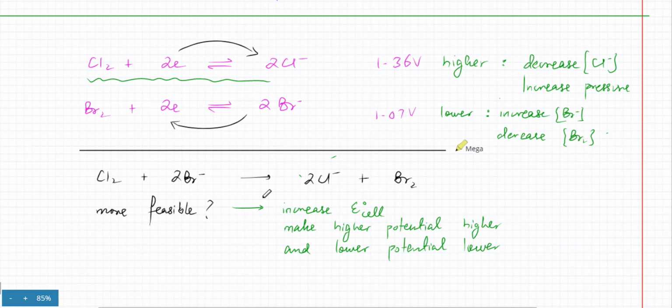So whenever you have a complete reaction going on, one gaining electrons, the other one losing electrons, you want to make the higher potential one gain more electrons. And so you can think of Le Chatelier's principle and think of the ways in which you could push the reaction even further to the right. So we've thought of that: decrease Cl minus, or increase pressure.